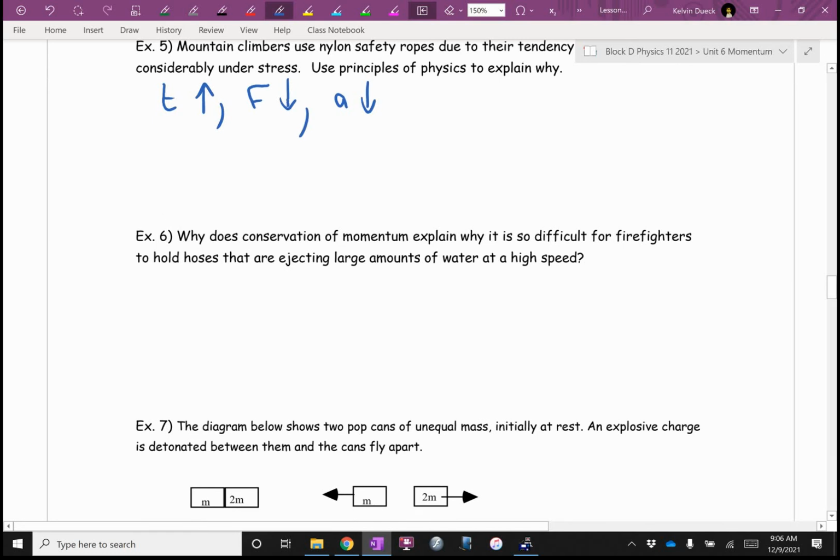How does conservation of momentum help explain why it's so difficult for firefighters to hold hoses that are ejecting large amounts of water at a high speed? Has anybody here used a fire hose before? Not a garden hose, but a fire hose? Anybody here in the fire academy? Okay. They got some kick, yes?